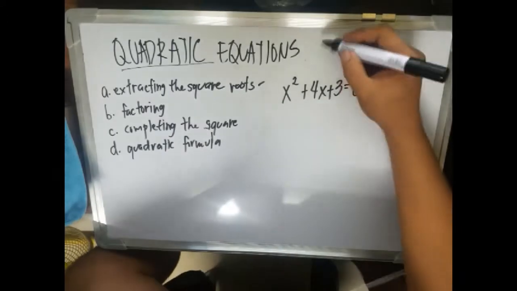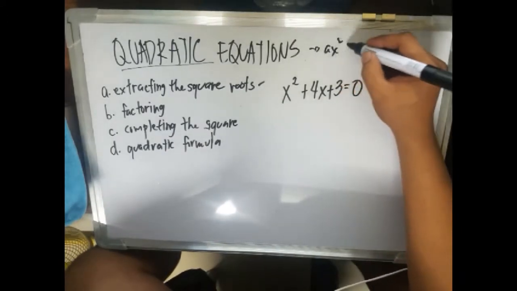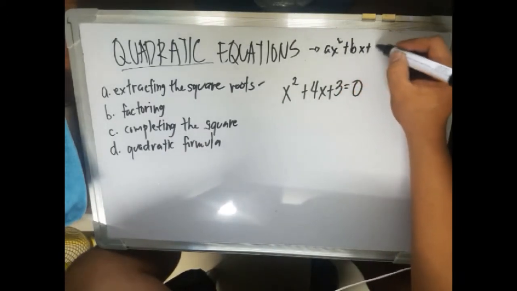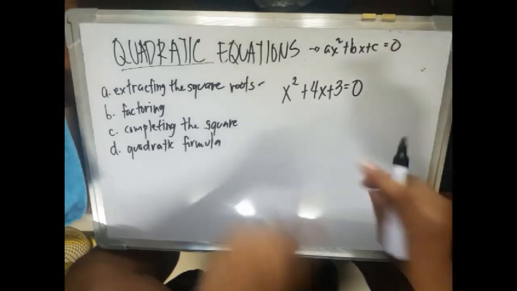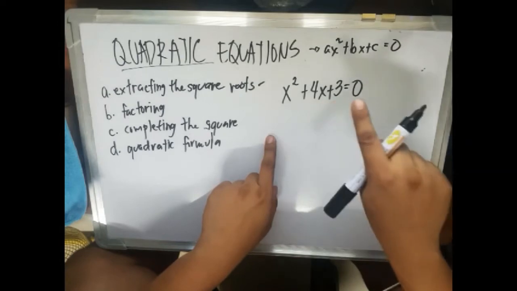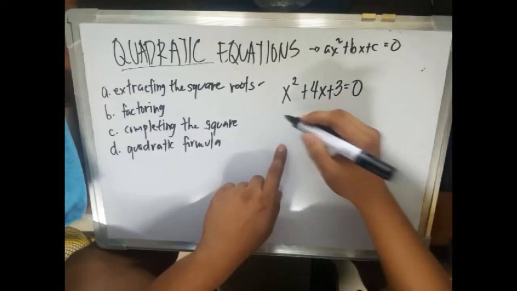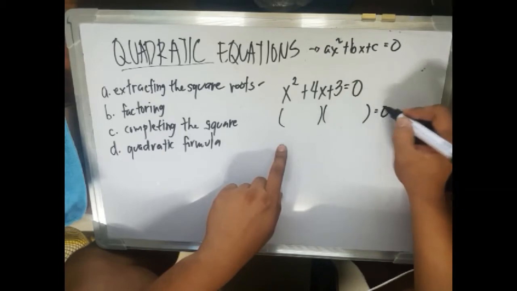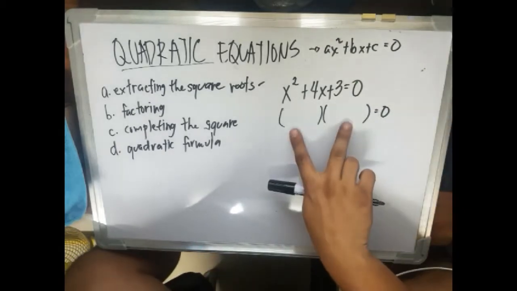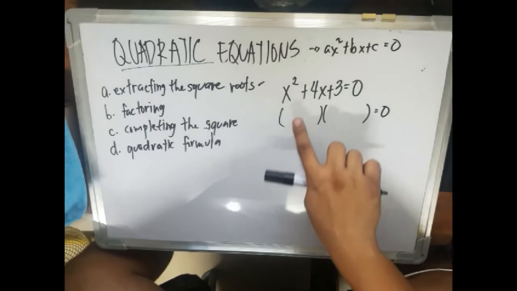So, mapapansin nyo, kapareho siya ng form ng quadratic equation na ax squared plus bx plus c is equal to 0. So, meron ka nang quadratic term, linear term, and constant. So, ano ba yung factors na tinatawag? So, you will think of binomial, dalawang binomial na kapag pinag-multiply mo will become x squared plus 4x plus 3.